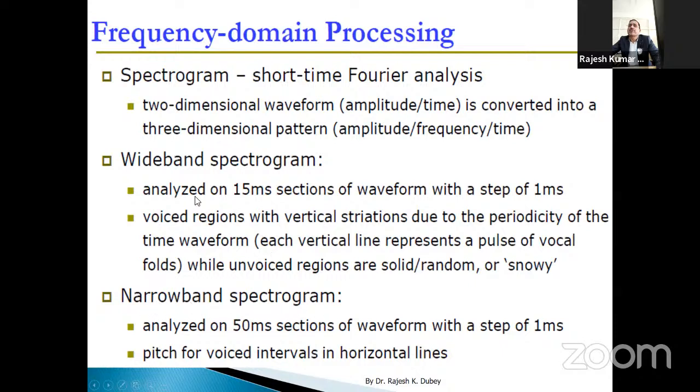If we are analyzing a frame of 15 milliseconds, we call it a wide band spectrogram. If the window size is 50 milliseconds or more, that is a narrow band spectrogram. That means if the window size in the time domain is smaller, it is wider in frequency, and that's why it is called wide band. And if the window is of larger size in the time domain, it is of smaller size in the frequency domain. That's why it is narrow. Let's see the diagram and the observations we get from the spectrum.